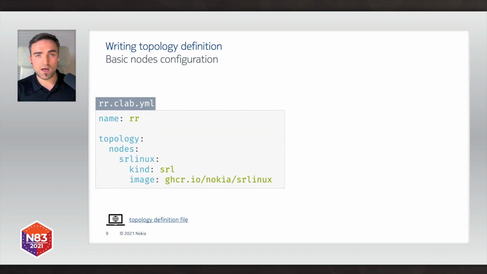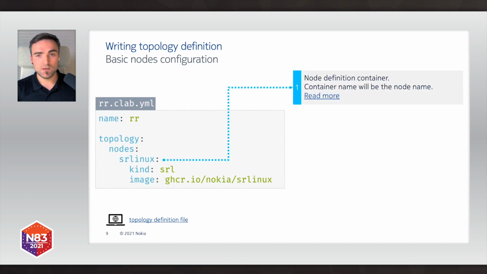So here I demonstrate a single container named SR-Linux so that I can show you what the node definition syntax is. Every node must have a name. In my case, I named my SR-Linux node very creatively. It is SR-Linux. The name of the node can be really any string that you'd like. They just need to be different.